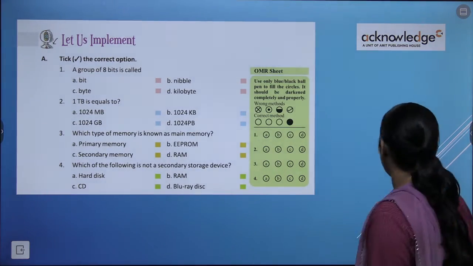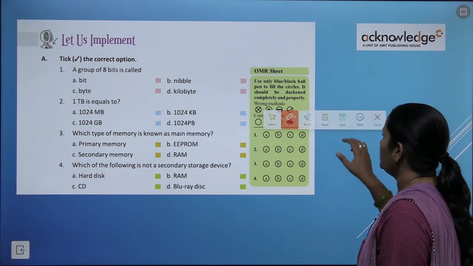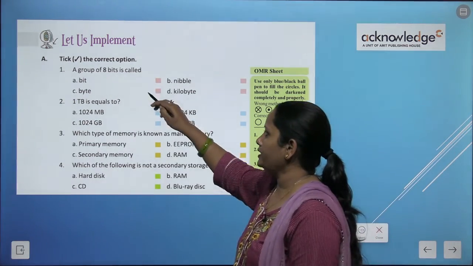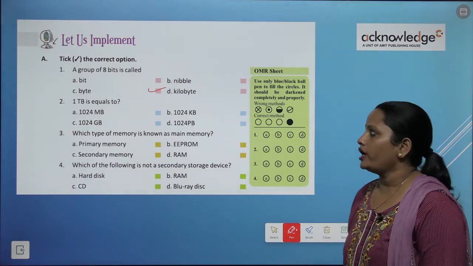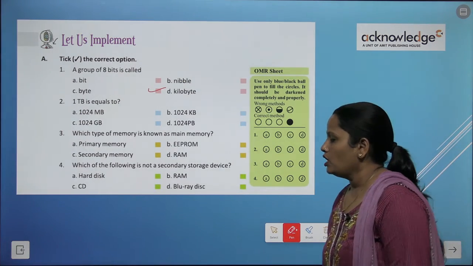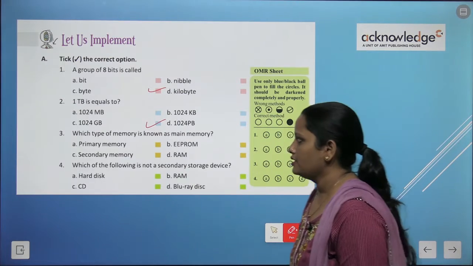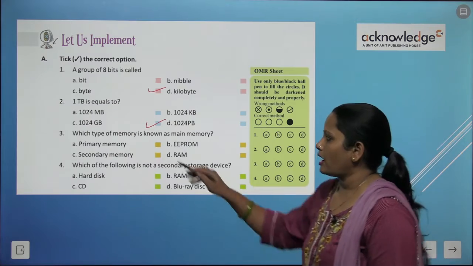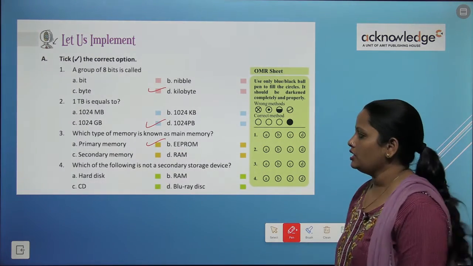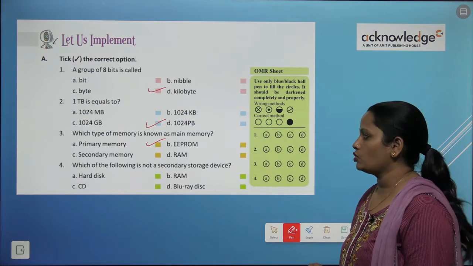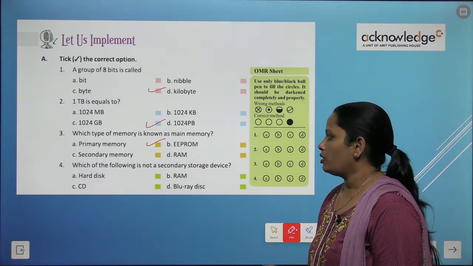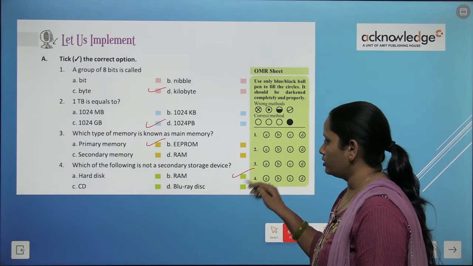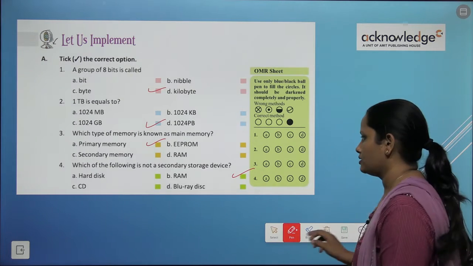Now let's quickly come to the book exercise, children. Take the correct option. A group of 8 bits is called byte. Yes, correct. 1 TB is equal to 1024 GB. Which type of memory is known as the main memory? So, primary memory is known as the main memory. Which of the following is not a secondary storage device? So, from all these, RAM is not the secondary storage device.